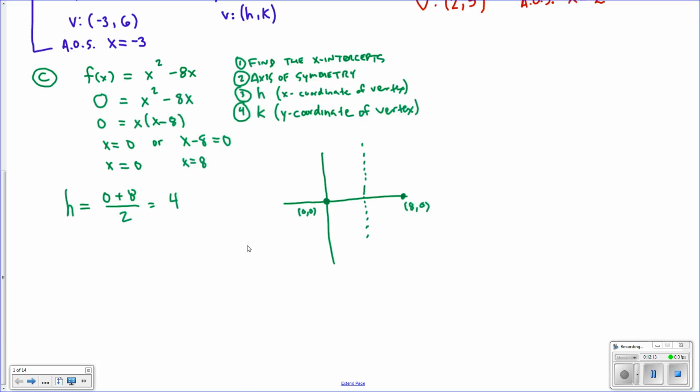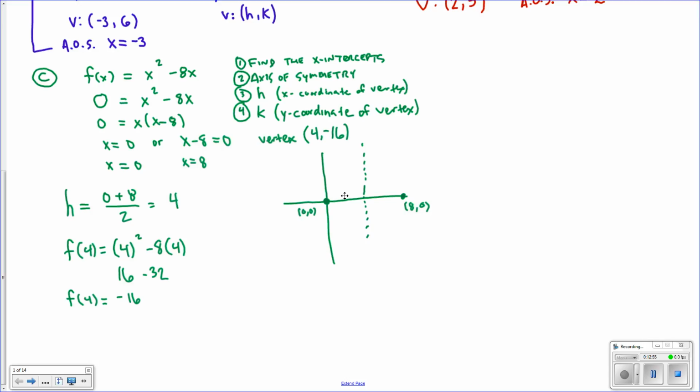So that is the x-coordinate of the vertex. Now our vertex is the point 4 comma something. To get the k value here, we're going to take this 4 and plug it into the function. So we're going to say f of 4 equals 4 squared minus 8 times 4. 4 squared is 16, 8 times 4 is negative 32, and we get f of 4 equals negative 16. So our vertex is the point 4, negative 16.